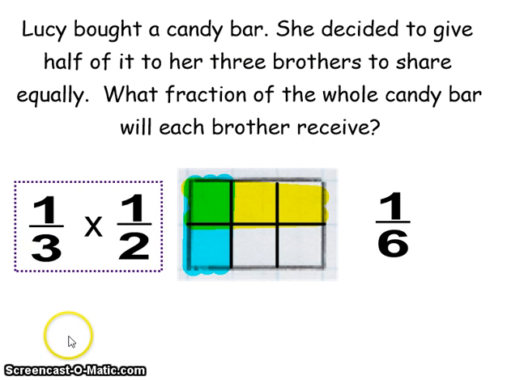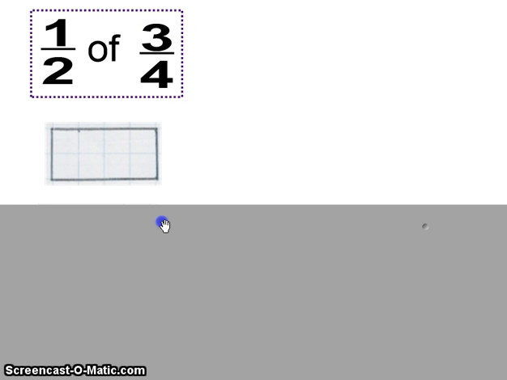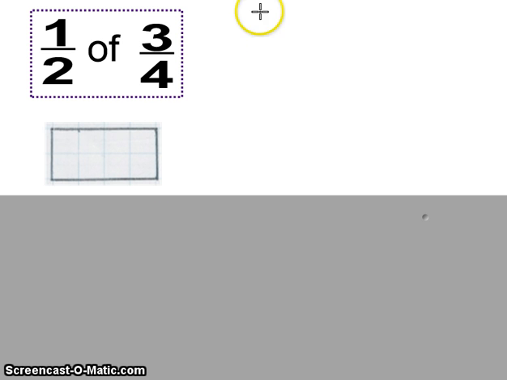And here's our number model that goes with it. 1/3 times 1/2 is equal to 1/6. Now we're doing 1/2 of 3/4. So we've got our rectangle and we're going to divide it into 4 pieces. So here we go. And I am going to shade, we have 4 pieces and I'm going to shade 3 of them yellow. 1, 2, 3.